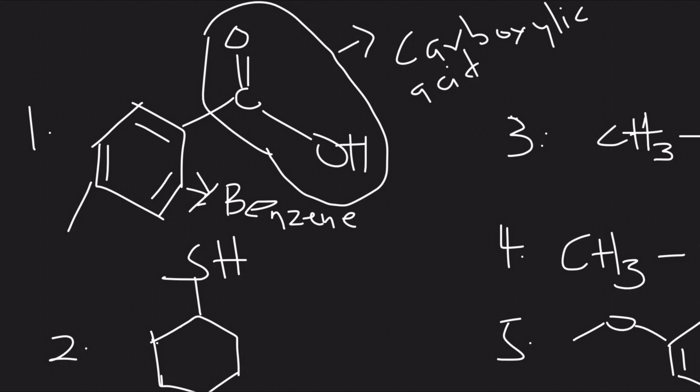Now let's move to the second one. For the second one, you can see SH that is bonded to a ring. Now this SH, what does it remind you of? Ethyl. If that is what you thought, then you guessed right. So that is the functional group that we find present there. Perfect. Now let's move on.